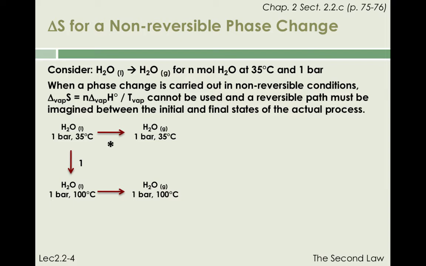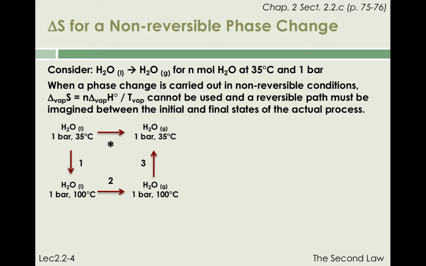The first step, which we call step 1, consists in a reversible isobaric heating, that is the slow heating at constant pressure from 35 degrees Celsius to 100 degrees Celsius of n moles of water liquid. The other step, which we call step 3, consists in a reversible isobaric cooling from 100 degrees Celsius to 35 degrees Celsius of n moles of water vapor. Let's call step 2 the reversible vaporization of water liquid at 100 degrees Celsius and 1 bar.